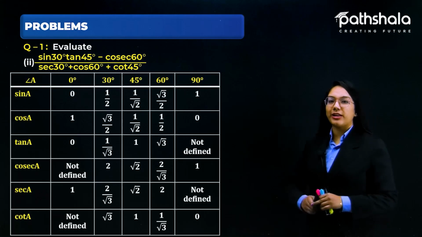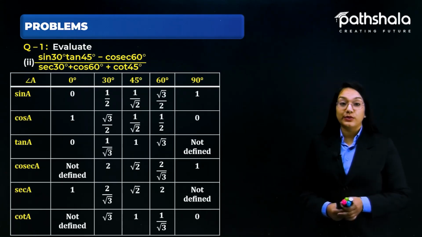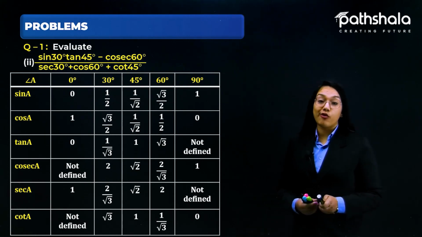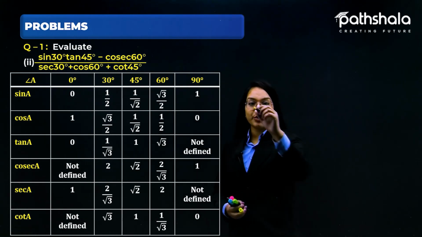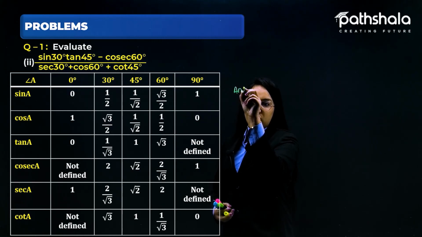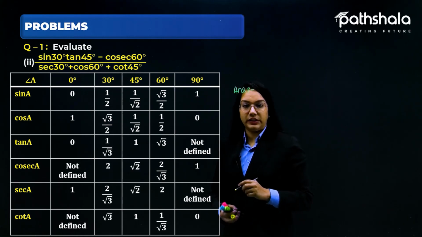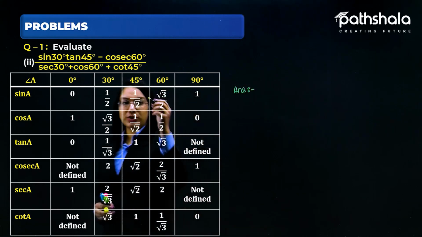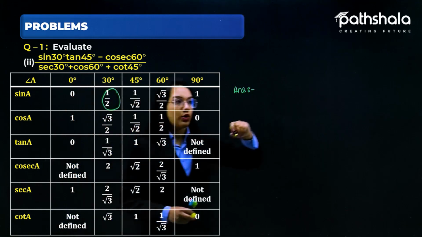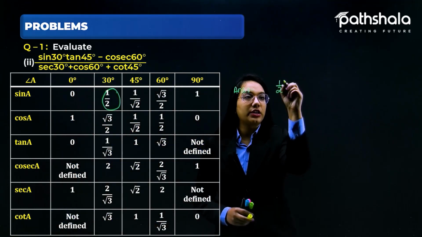Let's use the table again. This is my table. Using this table, I am about to evaluate the value of all these functions. Starting with the solution for this question, it says sin of 30. Let's find out sin of 30. Sin of 30 is actually nothing but half, so I'm writing half over here.